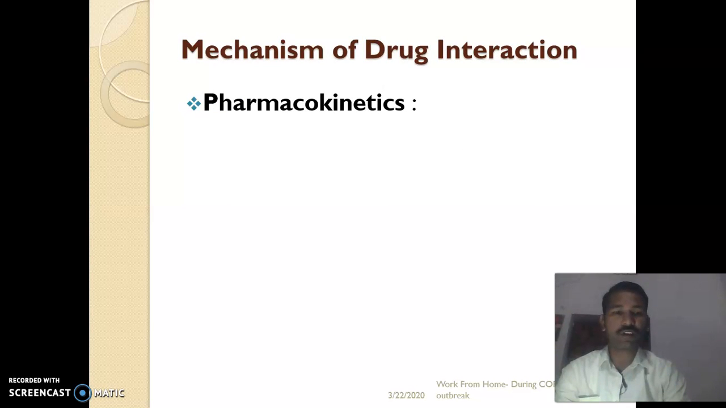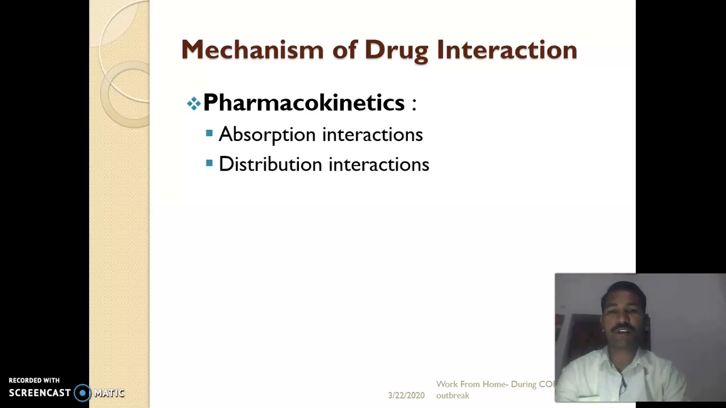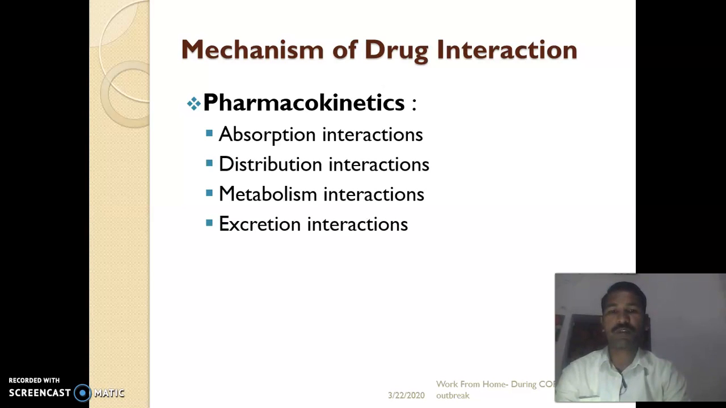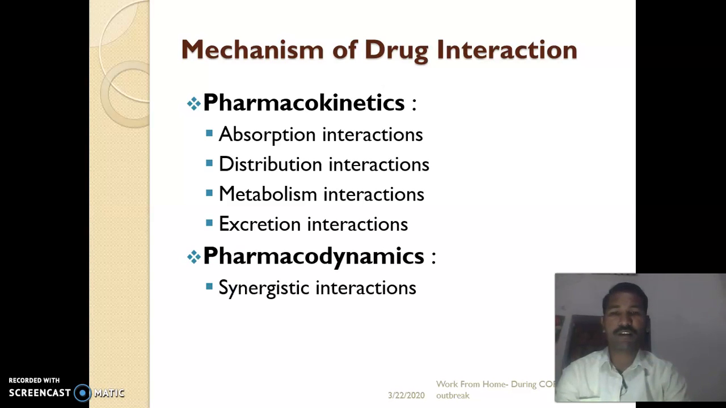Mechanism of drug interaction. There are various mechanisms of drug interactions, such as pharmacokinetic interactions, which affect absorption, distribution, metabolism, and excretion. These are the various pharmacokinetic parameters which are affected by drug interactions. Then pharmacodynamic interactions, which are said to be synergistic interactions and antagonistic interactions.